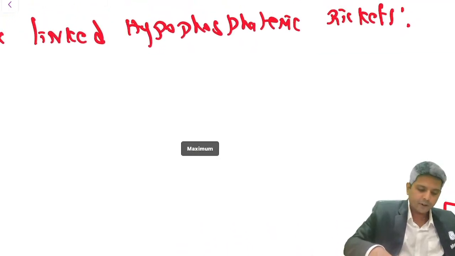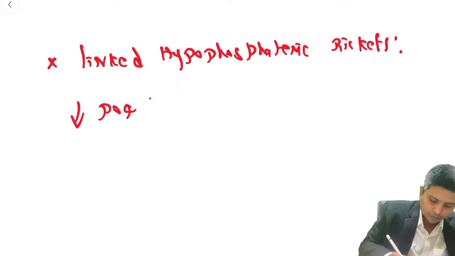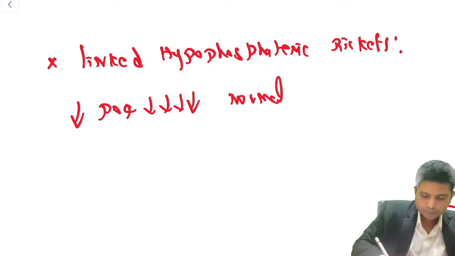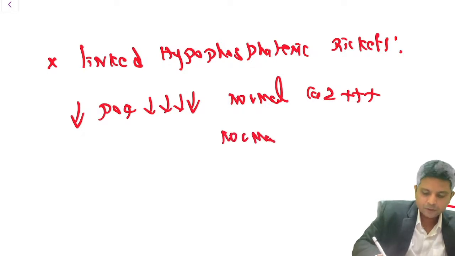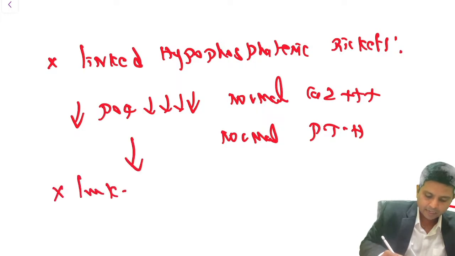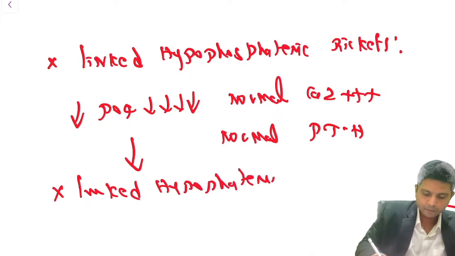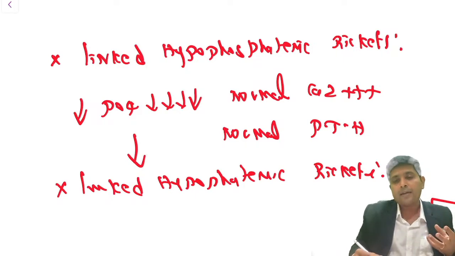But whenever you have a combination of low phosphorus, normal calcium, and normal PTH value, the diagnosis is X-linked hypophosphatemic rickets. This is often asked: why, in X-linked hypophosphatemic rickets, is parathyroid hormone not raised?